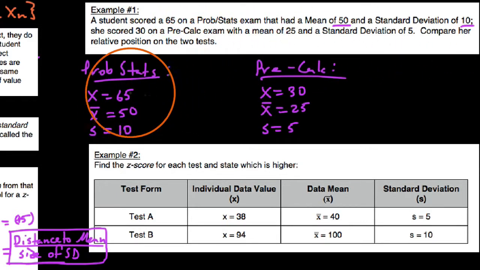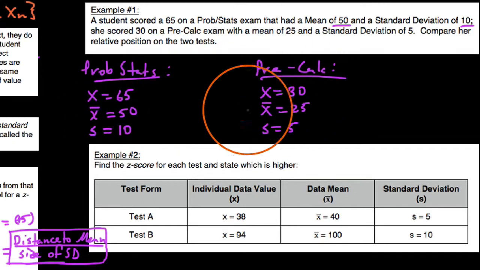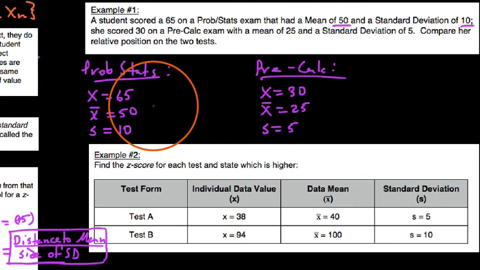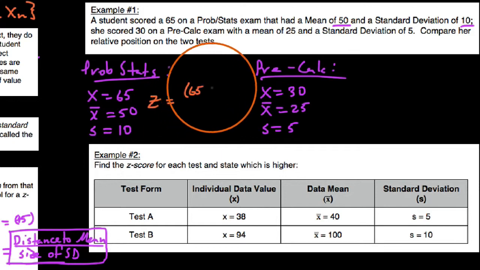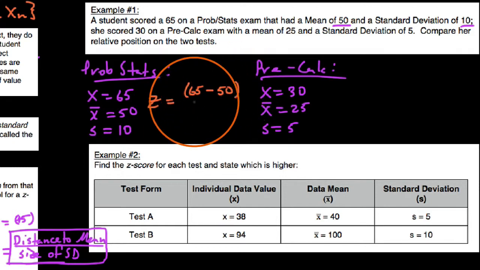In other words, what we're saying is this: which one did she do better on relative to the rest of the people in the data set, or relative to the mean and standard deviation? What we're going to have to do is not just find out how many points above average this person was, but also take into account the size of the standard deviation. So let's go ahead and do our z-score on this first data set here. We're going to take the datum, which is 65, minus the mean. That's easy to do.